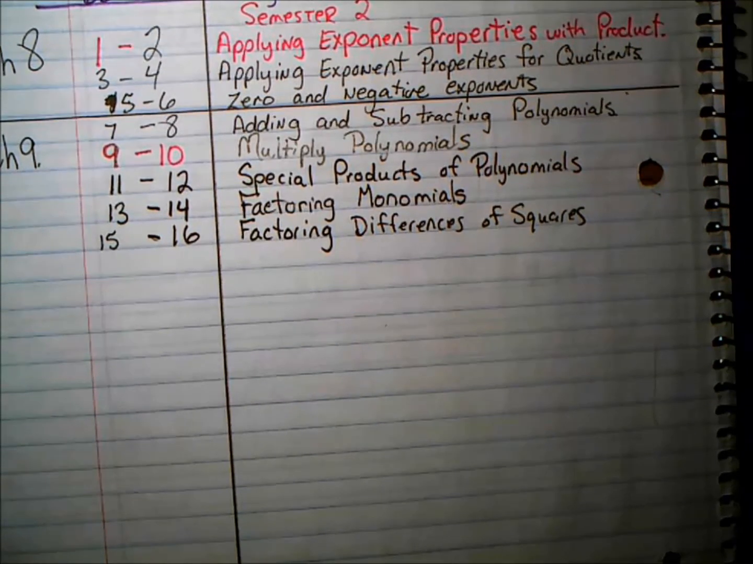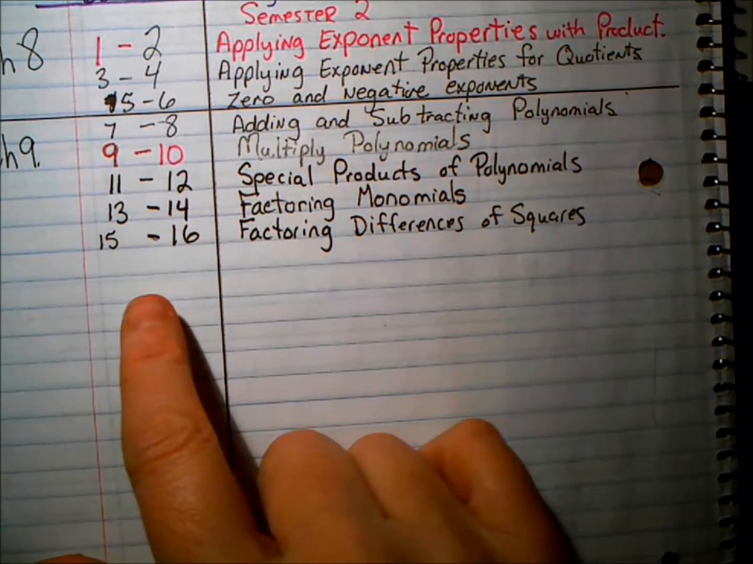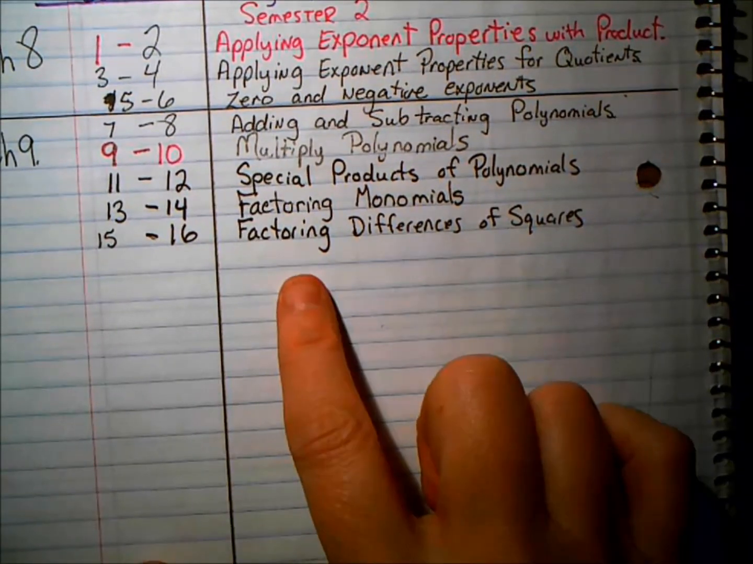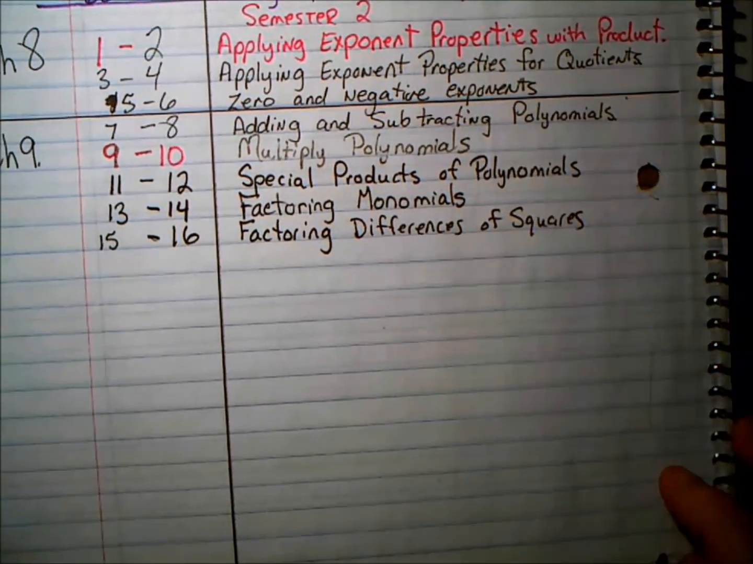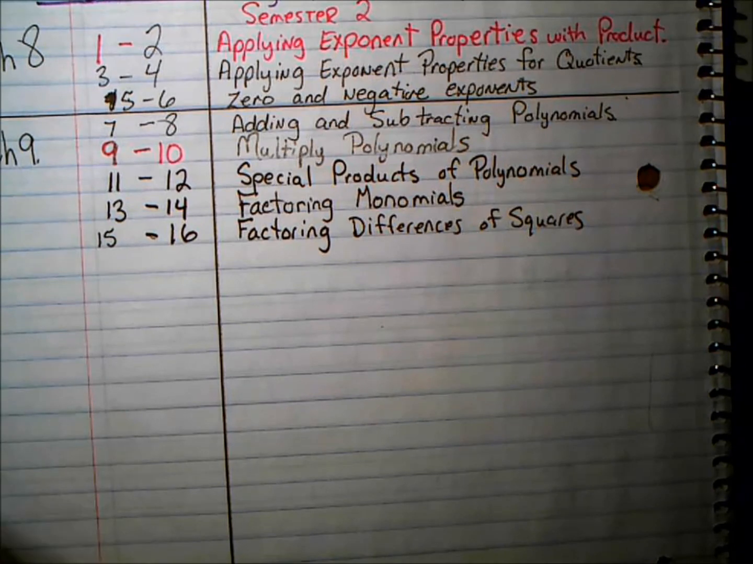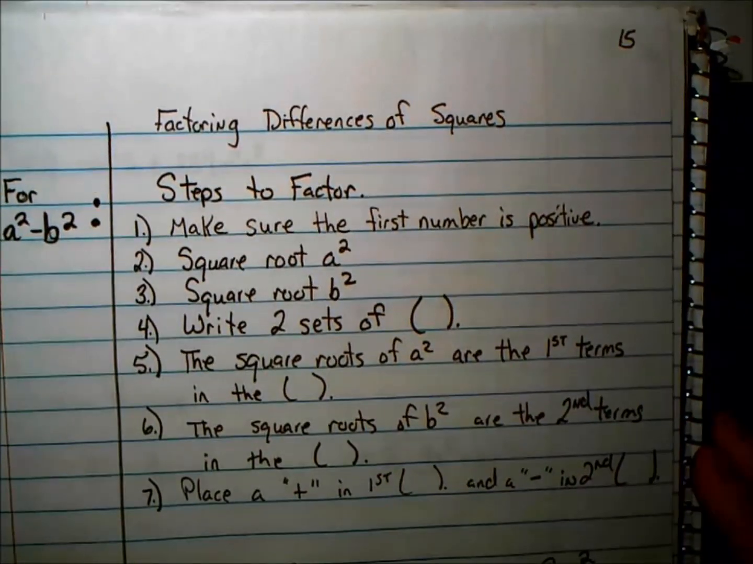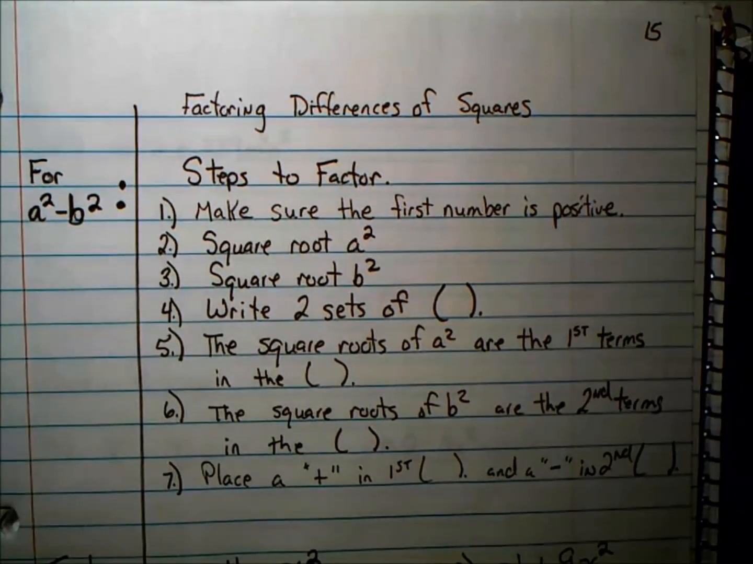Okay, here's our fifth notes for this chapter. It's page 15 and 16. It says factoring difference of squares. So page 15, there's a bunch of steps you need to copy down. I'll read through them and you can pause it to write them down if you'd like.